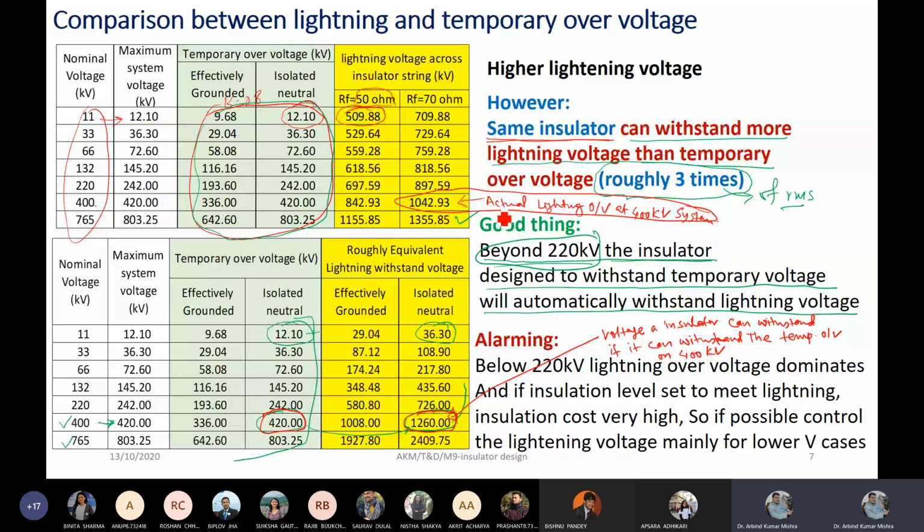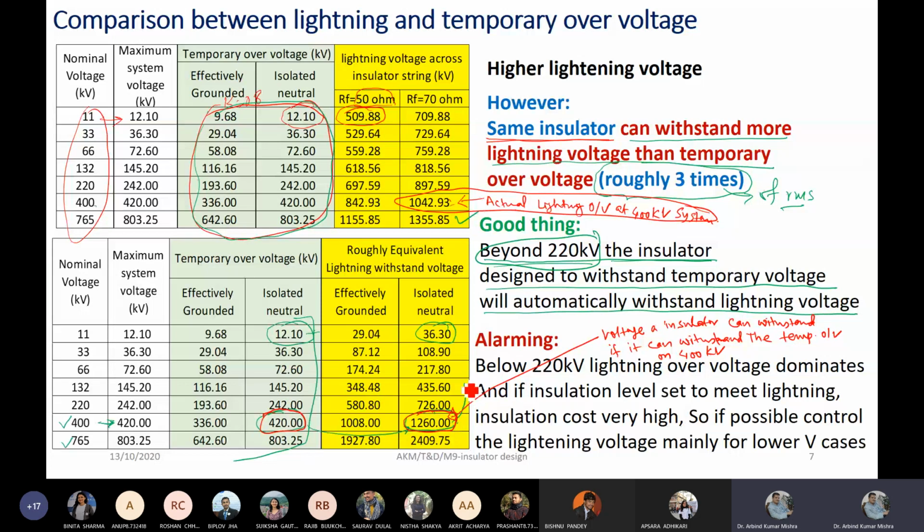But in the actual case, the lightning over voltage at 400 kV is most likely, not a guaranteed value, but most likely less than this. That's why it will automatically be handled. But there is another alarming, that is the challenging part also.